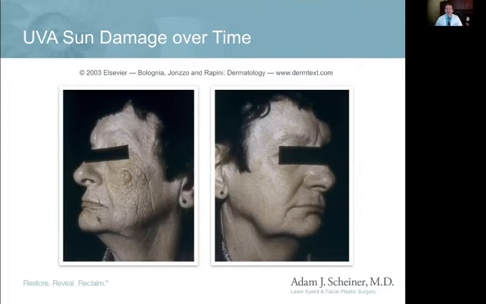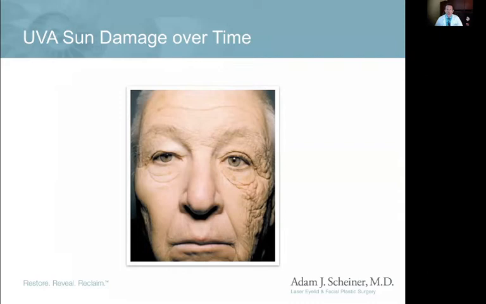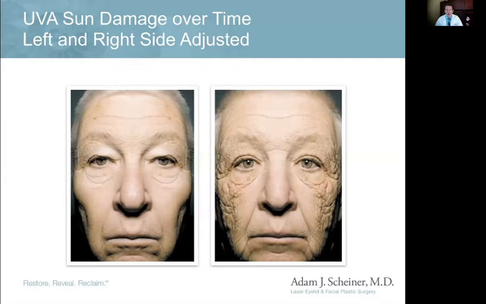Here's another picture. This is a truck driver in Australia, and one side of his face was facing the sun during his career. You can see the difference in the skin on the two sides. I computer generated this, but you can look at the difference between what the sun was doing if both sides were like the right side of his face, unprotected, versus more sun protected like the left side of the face.